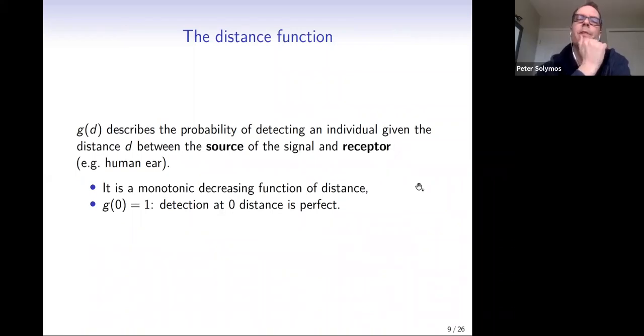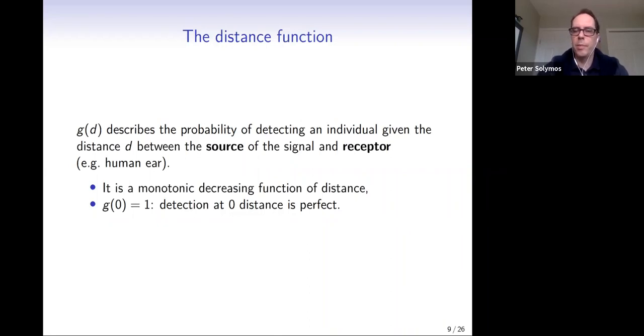So the first and most important piece that we need if we want to model this relationship is the distance function. And let's call this g of d. D is the distance between the source of the signal and the receptor, like our ears. So g of d describes the probability of detecting an individual given the distance, and given that there is a signal to be detected. And it's a monotonic decreasing function of distance. And we also say that at zero distance, the probability is 1. So there is a perfect detection.